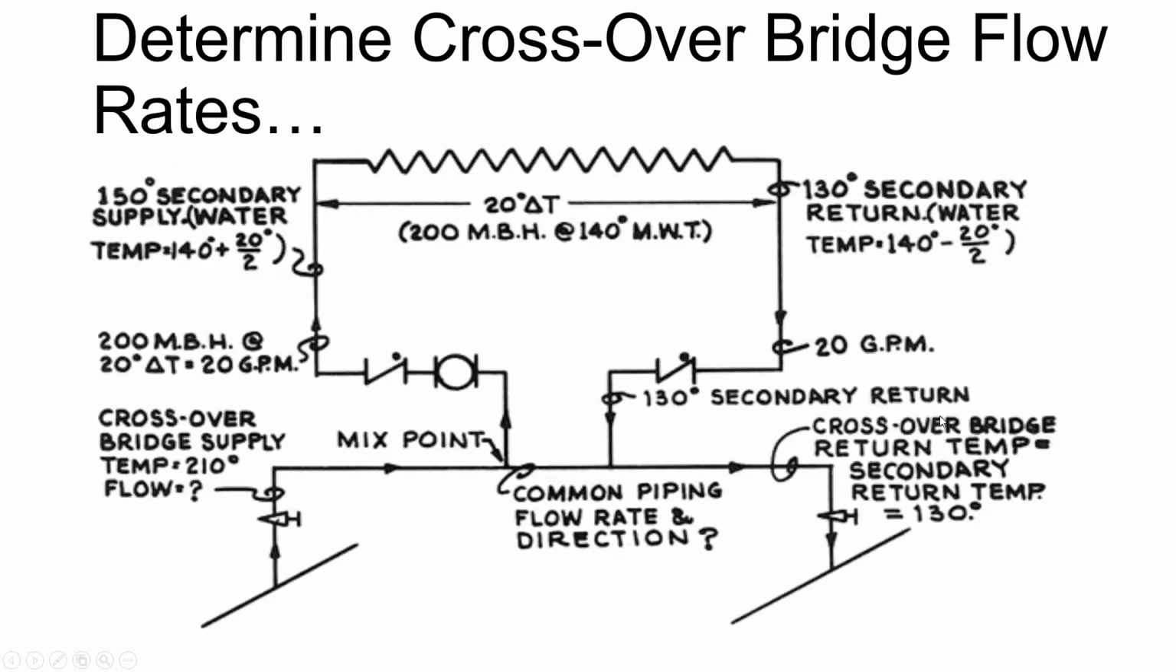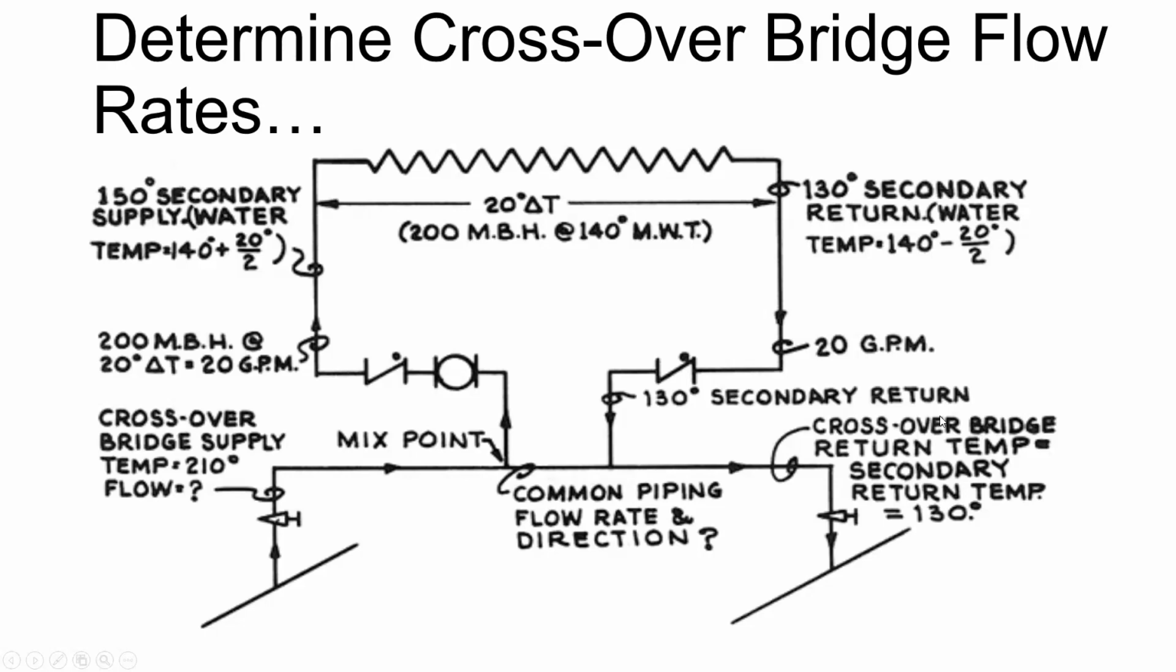What should it be? 20, right? 200 MBH opposite a 20-degree delta T will tell me I need a flow rate of 20 GPM. So that secondary pump is pumping 20 whenever it's running, whenever it's being called to do some heating, 200,000 BTUs worth of heating with an average or mean water temperature of 140. So this is pumping 20.